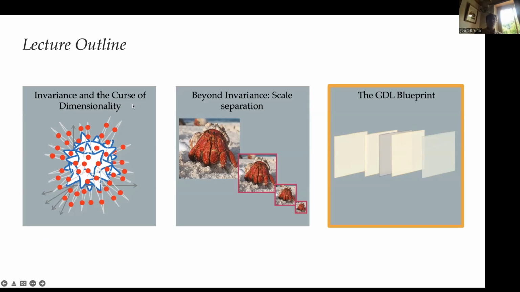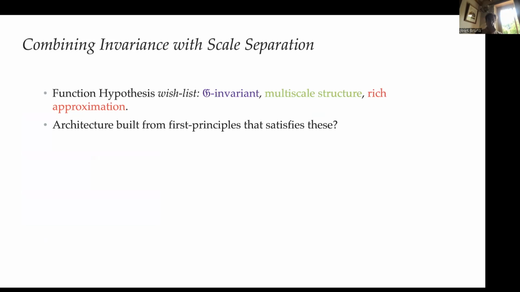Now that we have seen the two fundamental geometric priors, invariance in the first place and then scale separation in the other, let's see how we can combine them into an architecture or a blueprint that we can use across many different domains. Remember the wish list that we want. We want our function class to be invariant to the transformations, because we have seen that it always helps. We want to have multi-scale structure because we need it to break the curse of dimensionality.